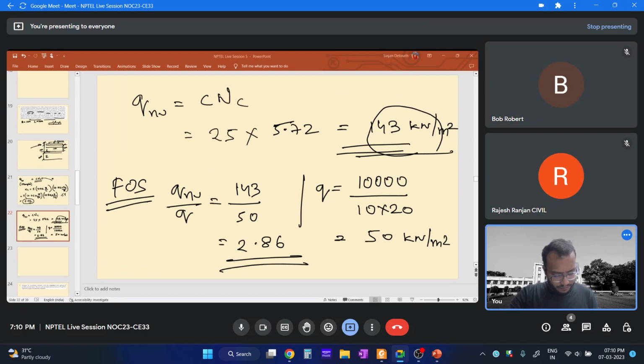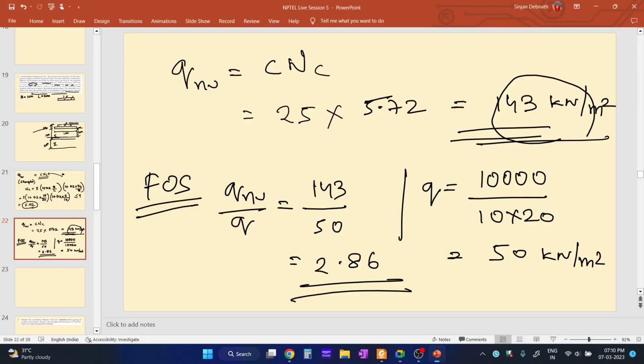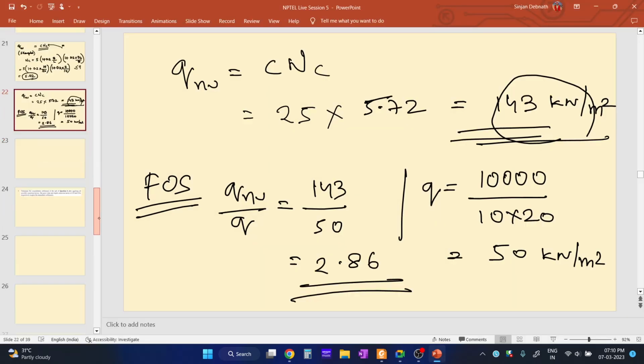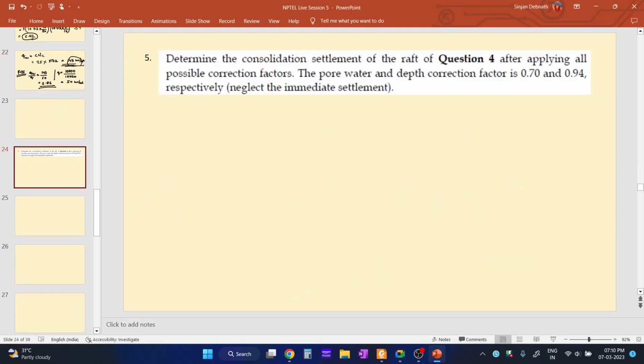So let me just proceed to the next question. Question number 5. What is question number 5? It is: determine the consolidation settlement of the raft of question number 4.